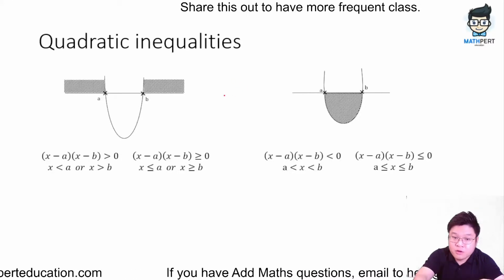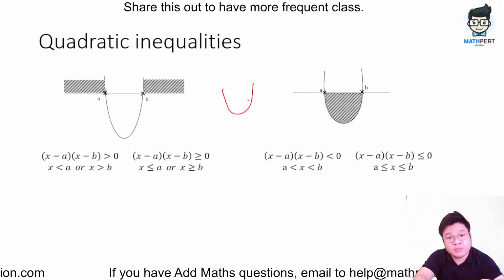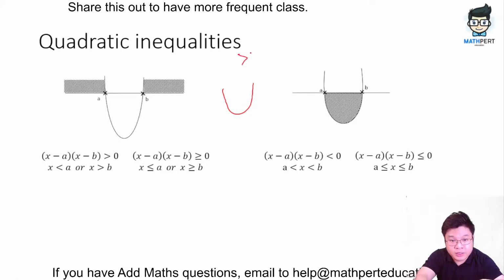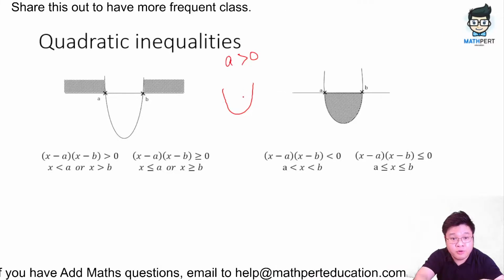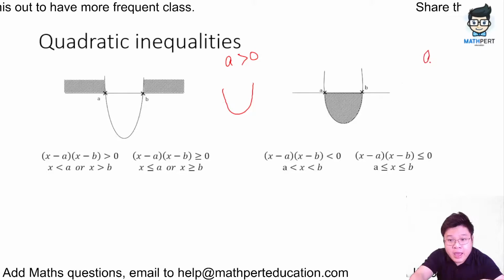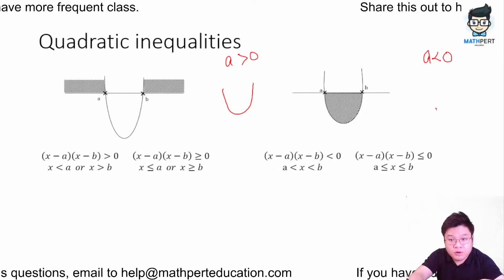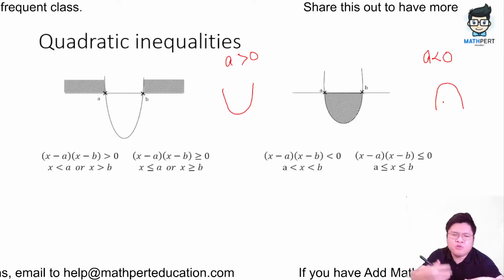The graph looks like this. When a is greater than 0, it looks like this. When a is smaller than 0, your graph looks like this. So how do you remember?